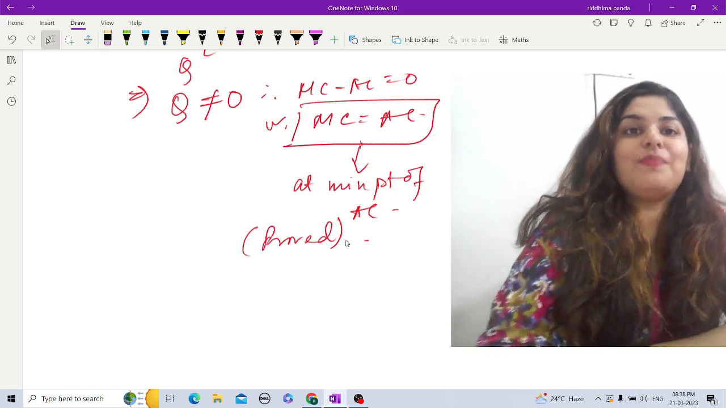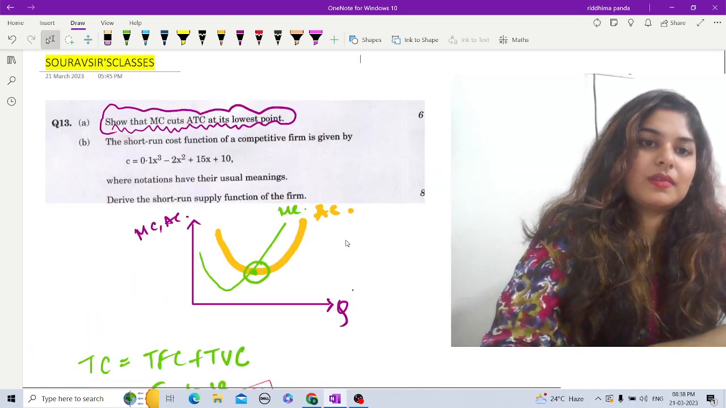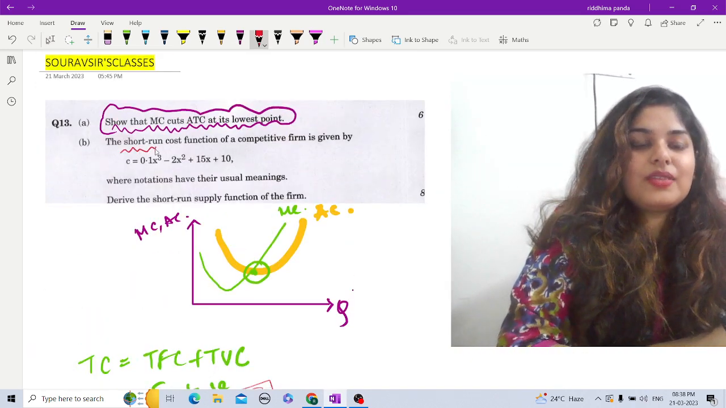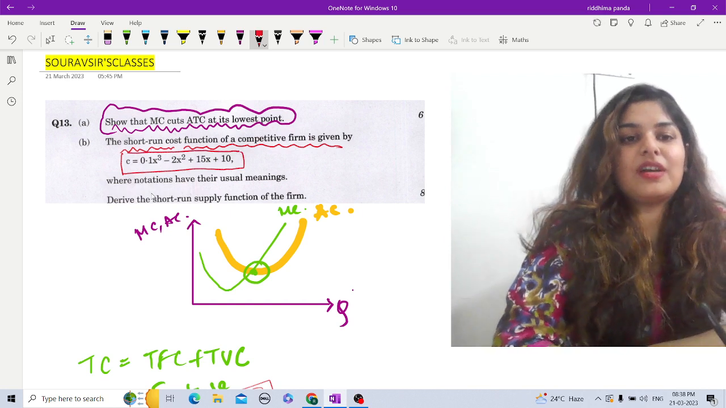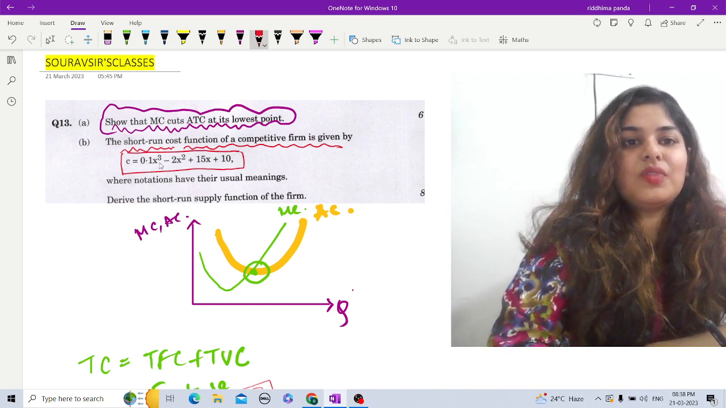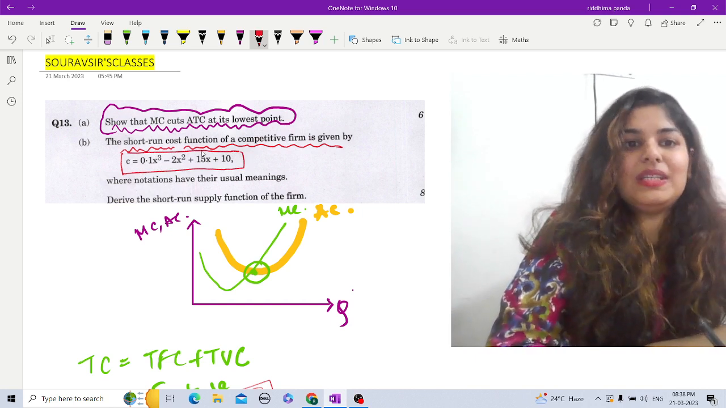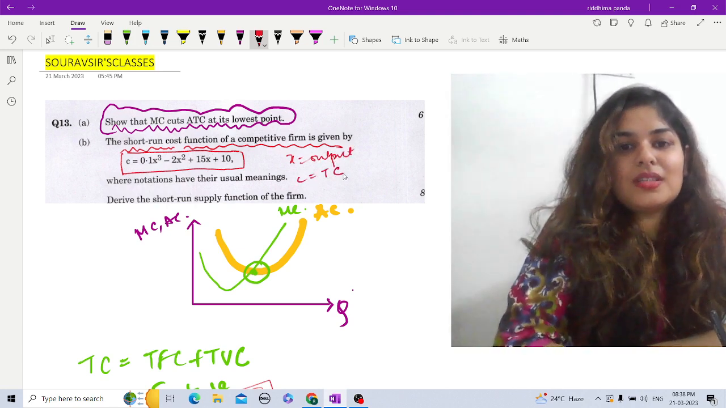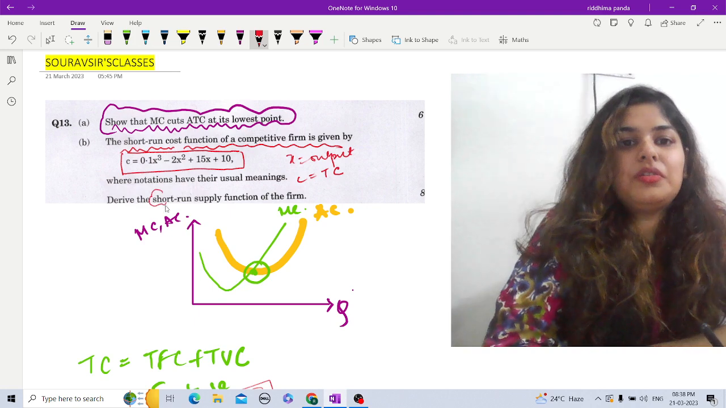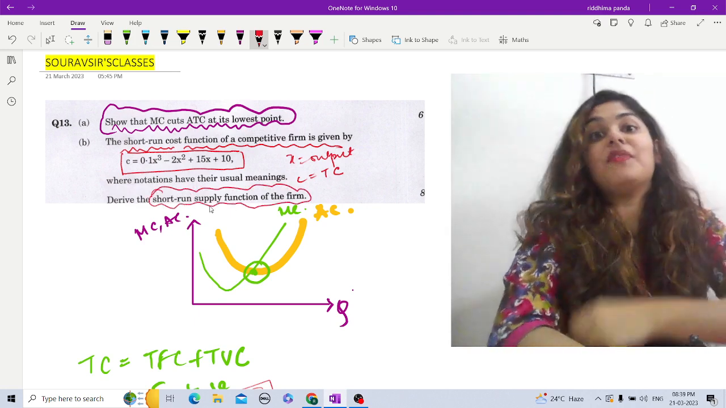Now let us look at the second part of the question, which is a numerical. In the second part, it is asked: the short run cost function of a competitive firm is given by a particular cost function, okay? C is equal to 0.1 x cube minus 2x square plus 15x plus 10, where notations have the usual meaning. So x is output, C is total cost, right? Now, derive the short run supply function of the firm. So we have to find out the short run supply function of the firm in a perfectly competitive market.